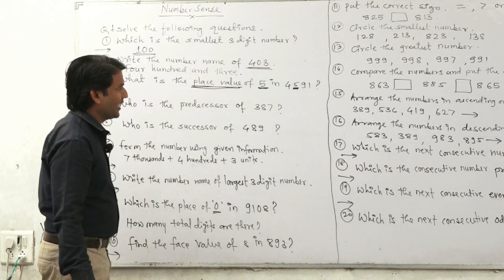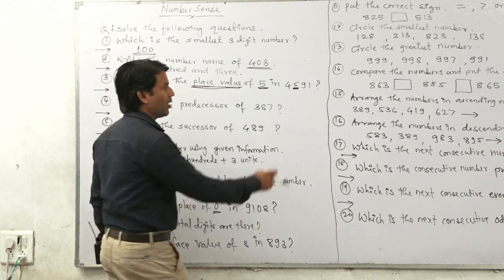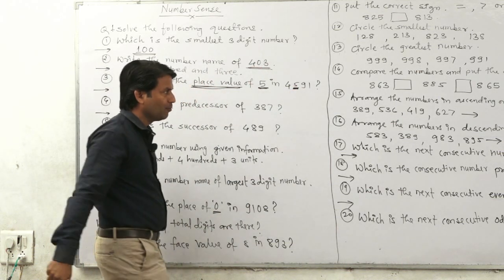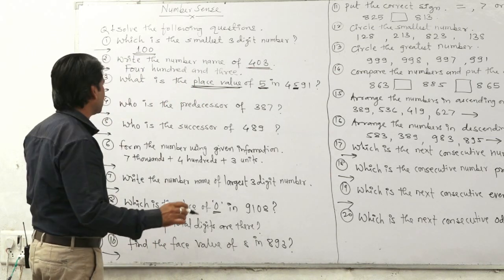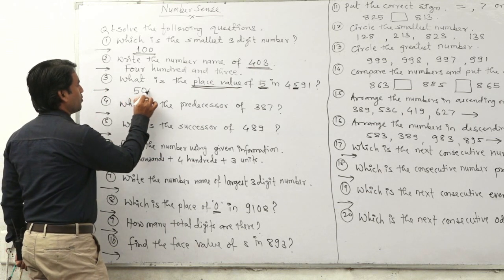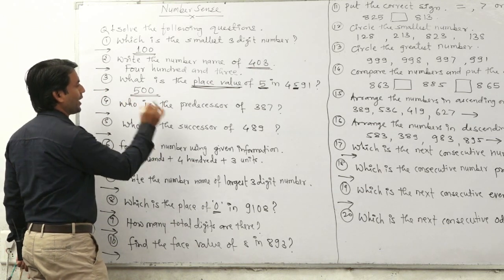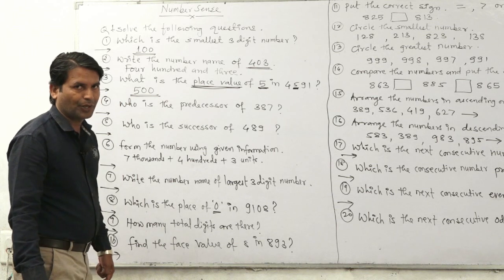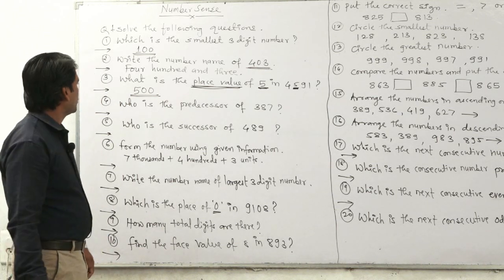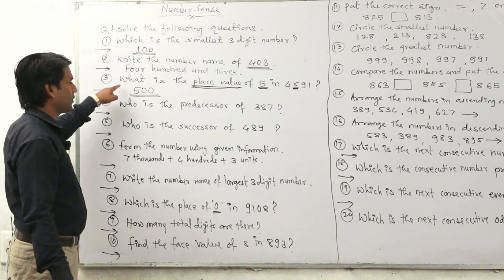So at which place is 5 in the given number? Ones, tens, hundreds place. Okay. So what will be the place value of 5? The place value of 5 will be 500. That is your answer. Okay, 500 is your answer. So we got the answer of the third question.